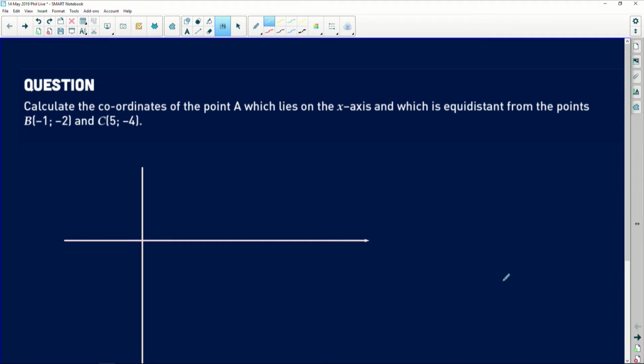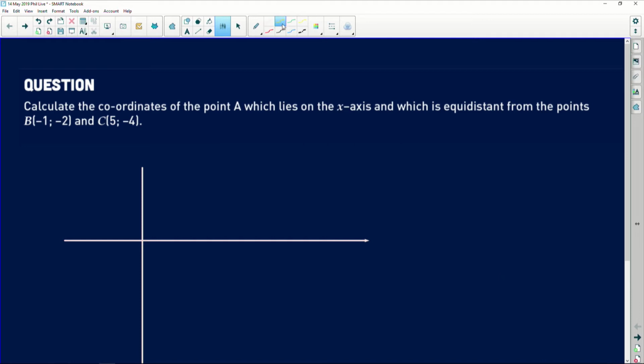Alrighty guys, I actually really love this question because it helps you apply your understanding of the distance formula, but also interpret what it is that is told to you in that little love letter that the examiners give you at the beginning of a question. So let's jump right into this question. It says, calculate the coordinates of the point A, which lies on the x-axis and which is equidistant from the points B and C.